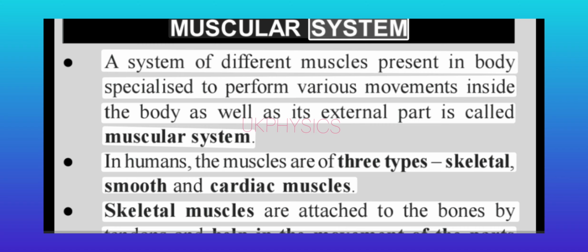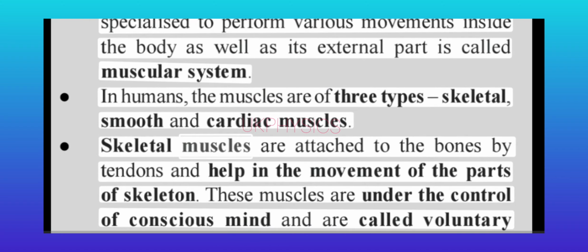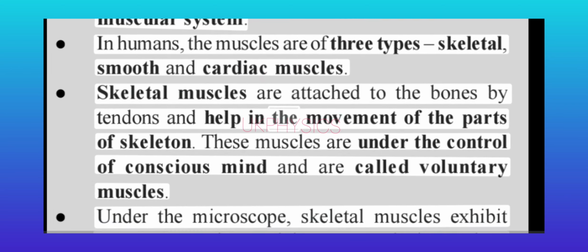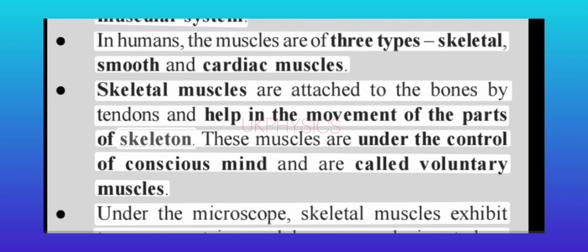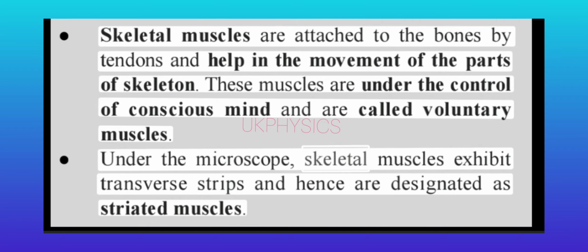Muscular system. A system of different muscles present in the body, specialized to perform various movements inside the body as well as its external parts, is called the muscular system. In humans, the muscles are of three types: skeletal, smooth and cardiac muscles. Skeletal muscles are attached to the bones by tendons and help in the movement of the parts of the skeleton. These muscles are under the control of the conscious mind and are called voluntary muscles. Under the microscope, skeletal muscles exhibit transverse stripes and hence are designated as striated muscles.